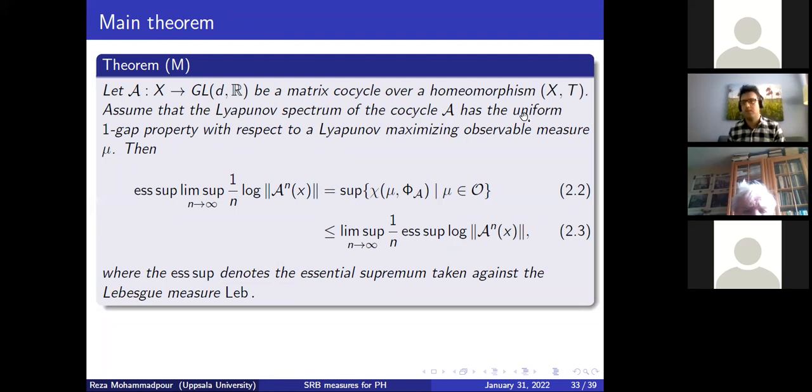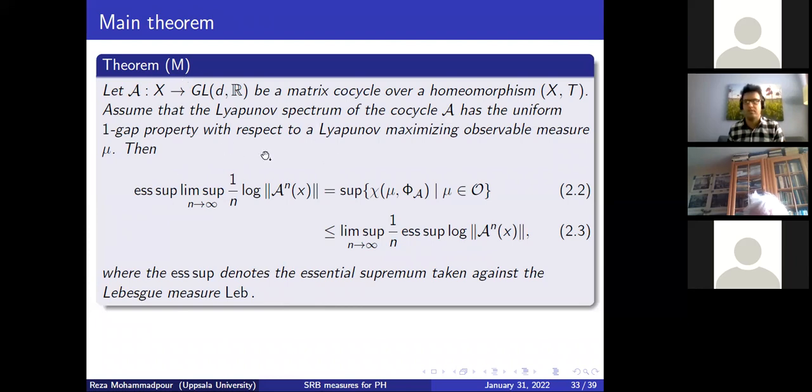I also asked in my paper whether one can remove the uniform gap property. But my intuition is that it's difficult to remove it. I might be wrong, but I don't think so. Again, the essential supremum is taken with respect to the Lebesgue measure, almost everywhere. So that was the main theorem of the paper, which helps to prove the Viana conjecture.